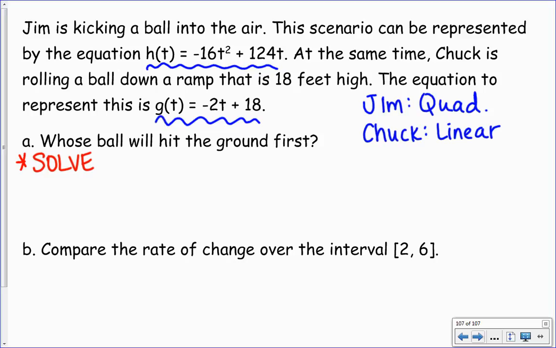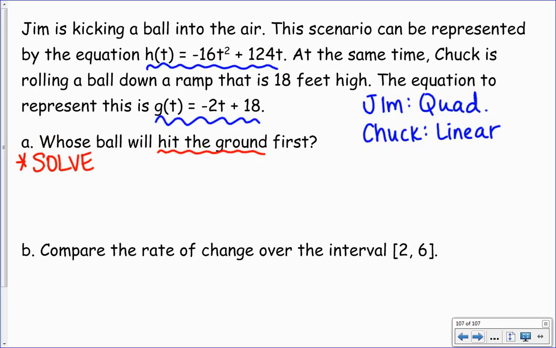Hit the ground is your key words. Ground means solve it. So how long will it take? That's what we're solving for essentially. So when I solve for Jim, Jim's got the quadratic. So I'm going to go back and I'm going to use my quadratic formula.